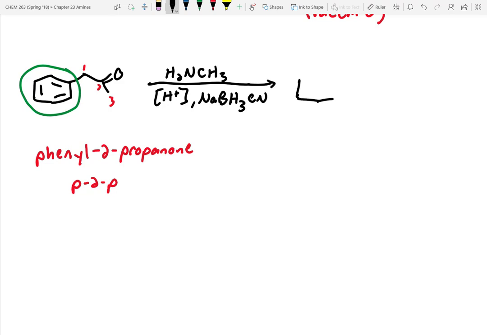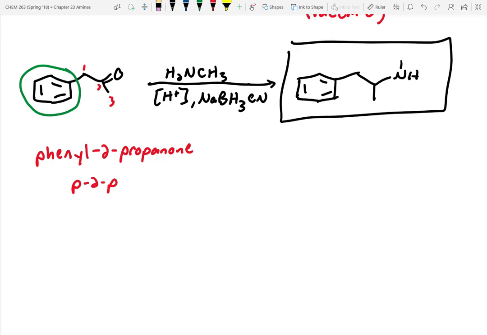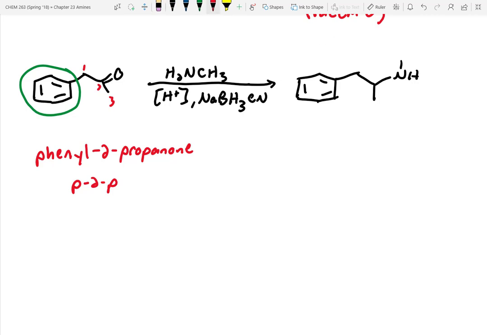And when they did this, they were able to convert the ketone to an amine. That looked like this. Sorry, let me draw this out nicer. And this is what they ended up making in the show. And if you're familiar with Breaking Bad, this is methamphetamine or just amphetamine.